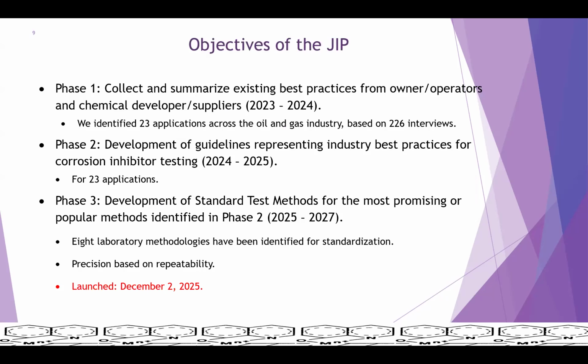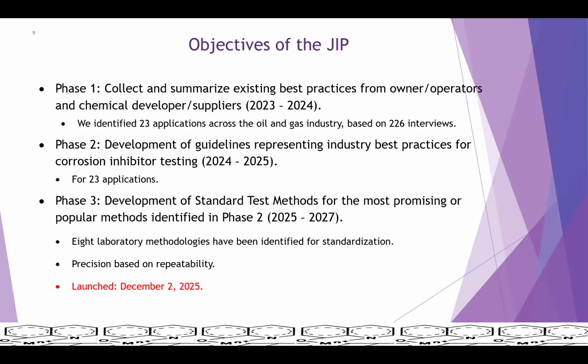Quickly, the main objectives of the JIP are to collect and summarize the existing best practices, which was done in phase 1. In phase 2, we consolidated that information into guidelines representing industry best practices. We have got 23 reports, one for each of the 23 applications. Phase 3, which is the focus of this year and started on December 2nd, 2025, has the main focus of establishing standard test methods for the 8 laboratory methodologies that have been identified.